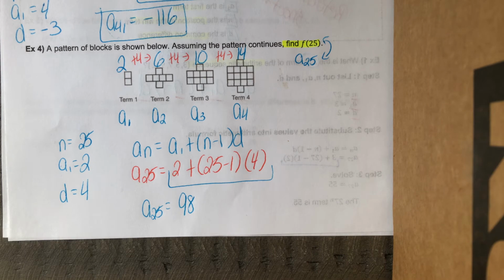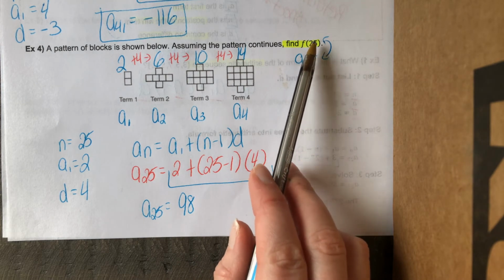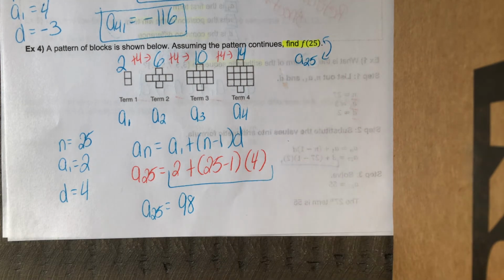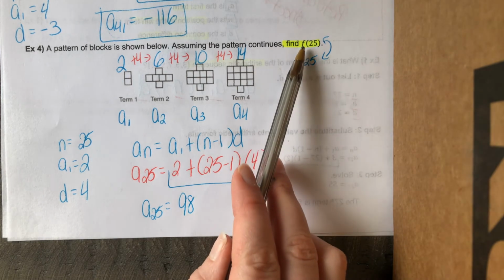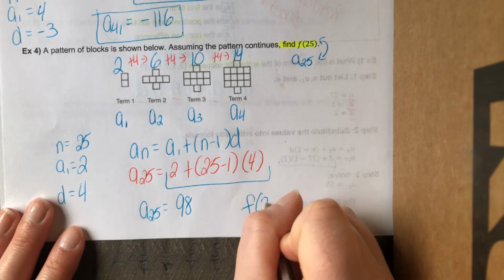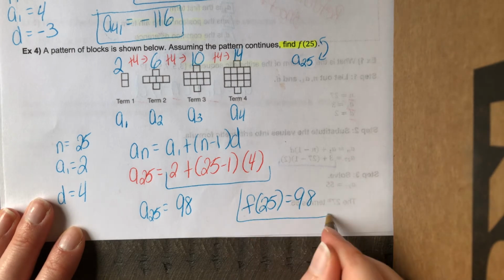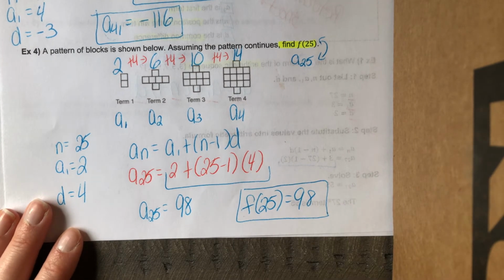You should be getting 98. But the question isn't asking what's a sub 25. It's asking what's f of 25. So even though they're really saying the exact same thing, I want it to look like the question. So I'm just going to change this to be f of 25 equals 98. And that would be my final answer for number 4.